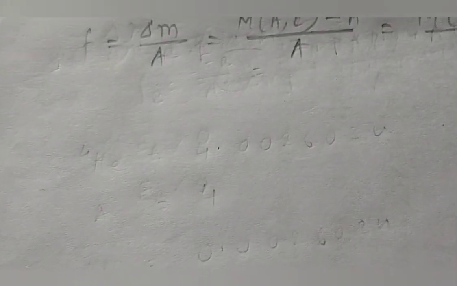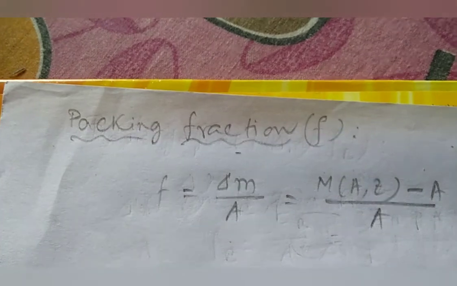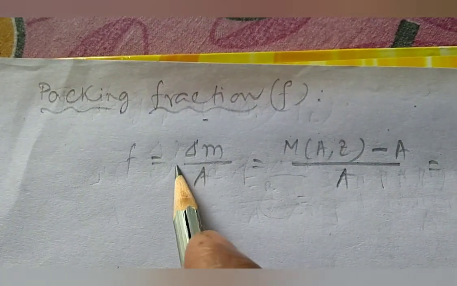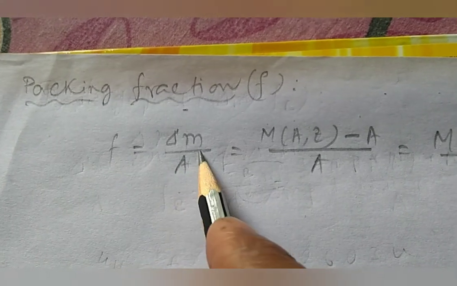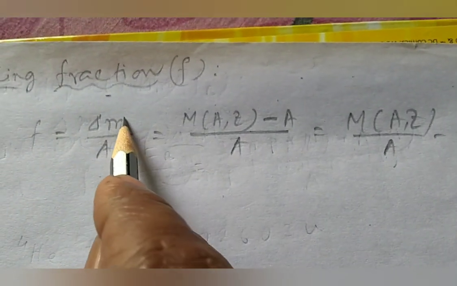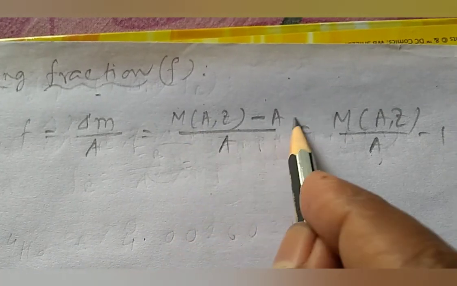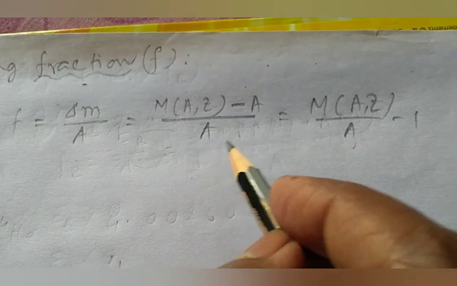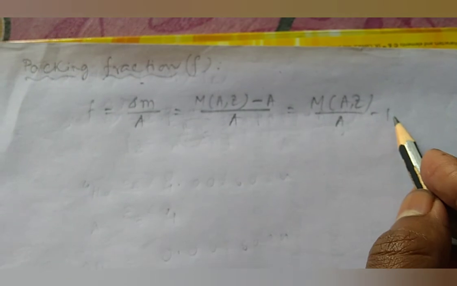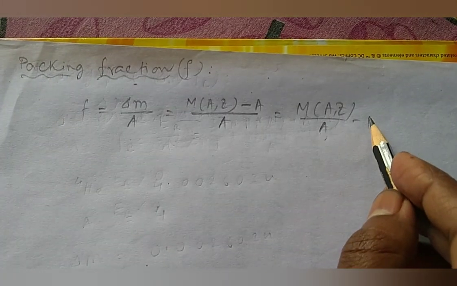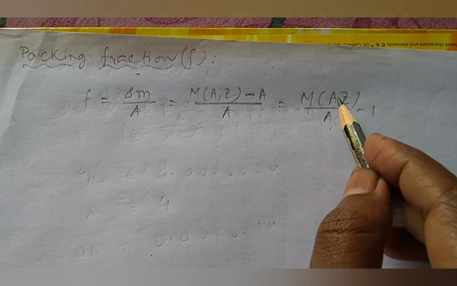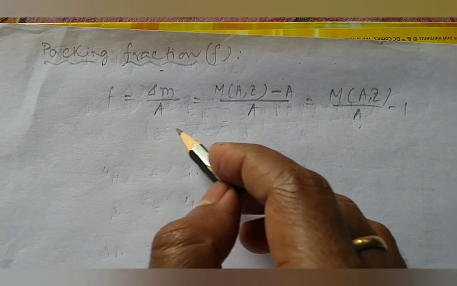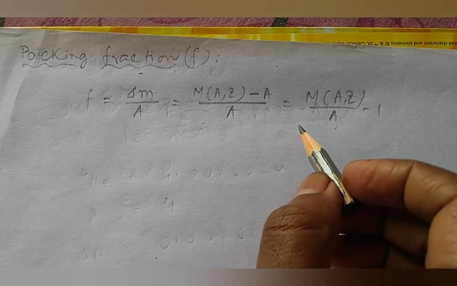We shall know about the packing fraction of a nucleus. The packing fraction is the ratio of the mass defect to the mass number of that nucleus. Now the mass defect is equal to this, and this is the mass number, and finally we get the packing fraction F equal to this factor. The packing fraction also has negative and positive values.